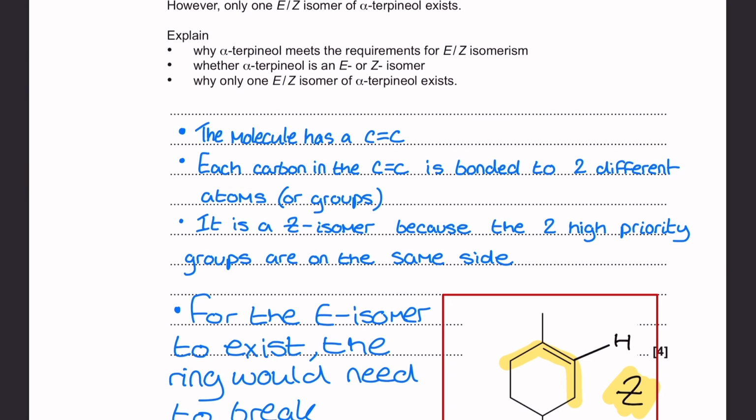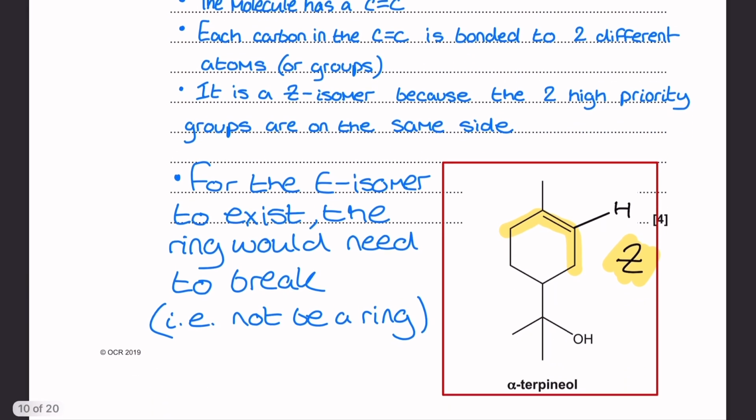Right then. First off, how does it meet the requirements? It's got a carbon-carbon double bond. Each carbon in the carbon-carbon double bond is bonded to 2 different atoms or groups. That's the other criteria. It's a Z isomer.